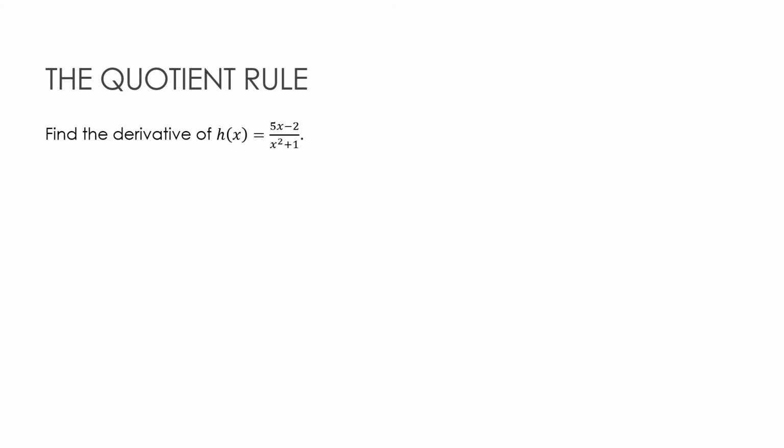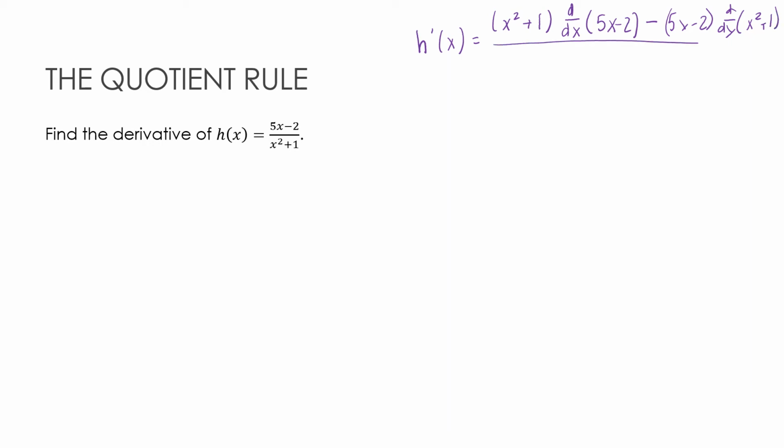So let's take a look at our first example. If I wanted to find h prime of x, remember my pattern says take the bottom times the derivative of the top, minus the top times the derivative of the bottom, and all of that over the bottom squared.